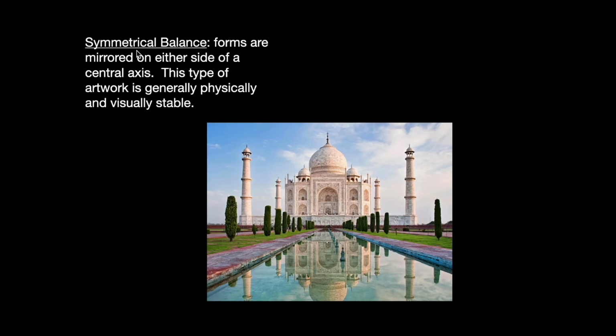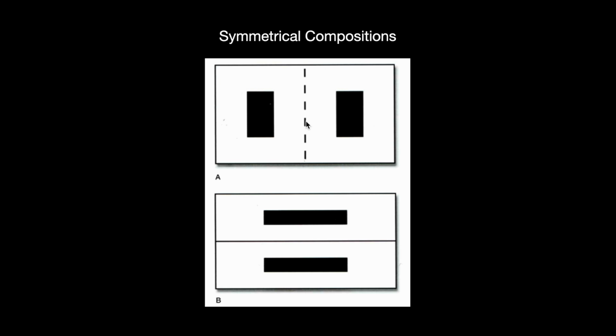Next, let's move on to symmetrical balance. Symmetrical balance is when forms are mirrored on either side of a central axis. This type of artwork is generally physically and visually stable. So the masterpiece of symmetrical balance is the Taj Mahal. Symmetrical compositions: complete balance on either side, balance here. So it's when everything is mirrored.